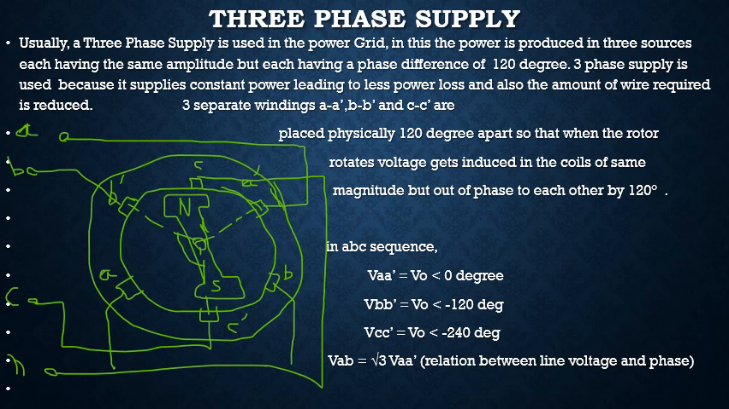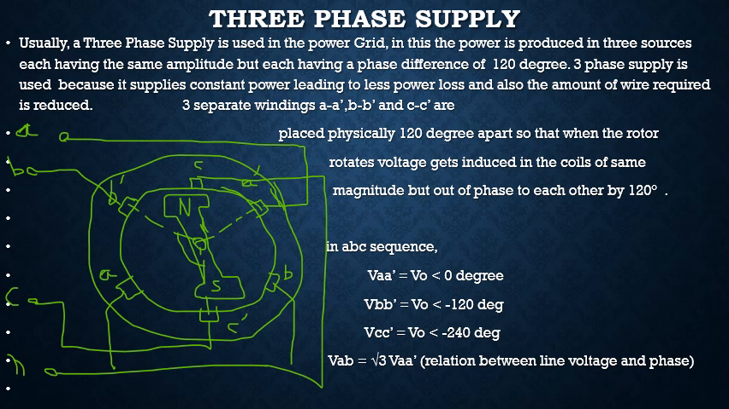the three sources are connected through the armature winding, and the magnetic part rotates. Now when the magnet rotates, the voltage will get induced in all the three coils. It will be of the same magnitude but out of phase to each other by 120 degrees.